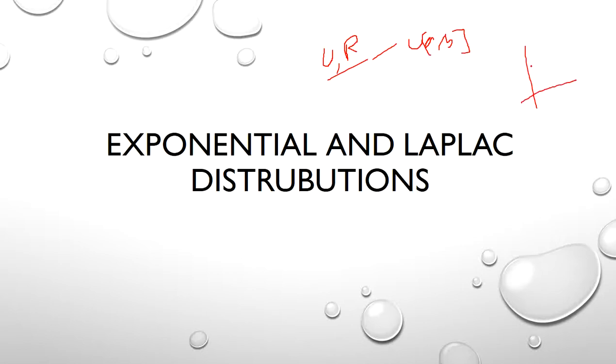When you add two uniform distributions, it goes to the triangular distribution. Then when you add more than 30 observations, it automatically goes to the bell shaped curve like this. Now we can see what about exponential distribution and Laplace distribution in this video.